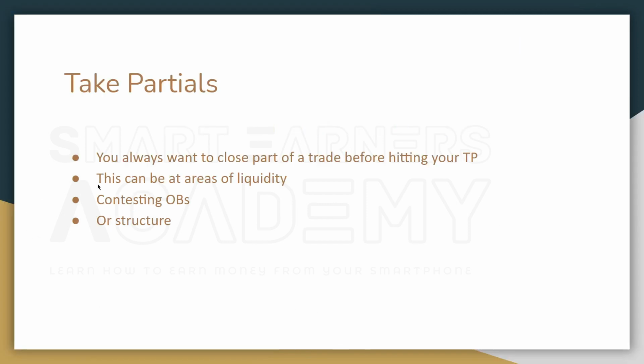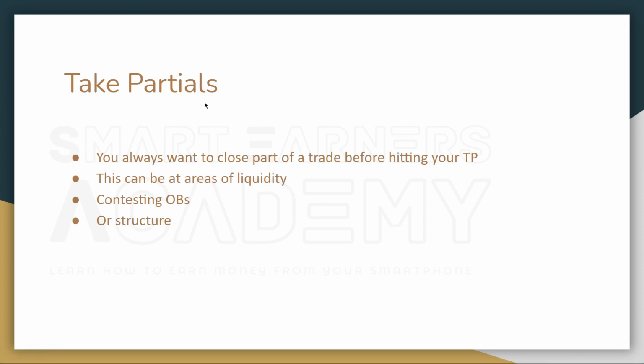So take partials. You always want to close a part of your trade before you hit your overall take profit, right? So for example, if we are currently in a trade and we are nearing take profit, you don't want to be holding the whole trade until that overall take profit, because you could be holding for a long duration, right? And so you could take out half of the trade at a certain point, and this could be at areas of liquidity, contesting order blocks, or just market structure, which is similar to areas of liquidity, right?